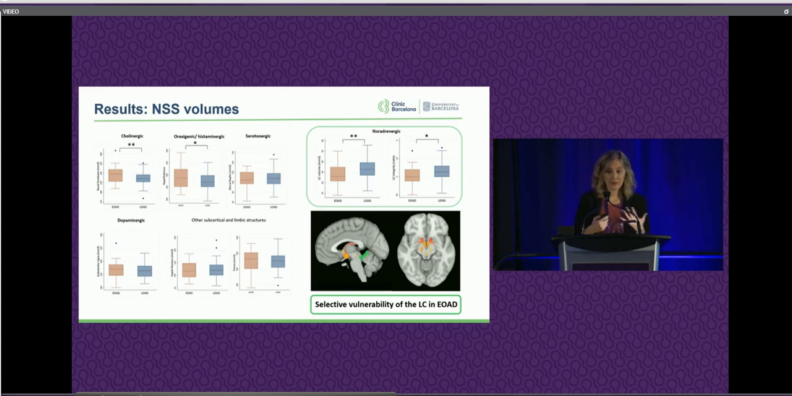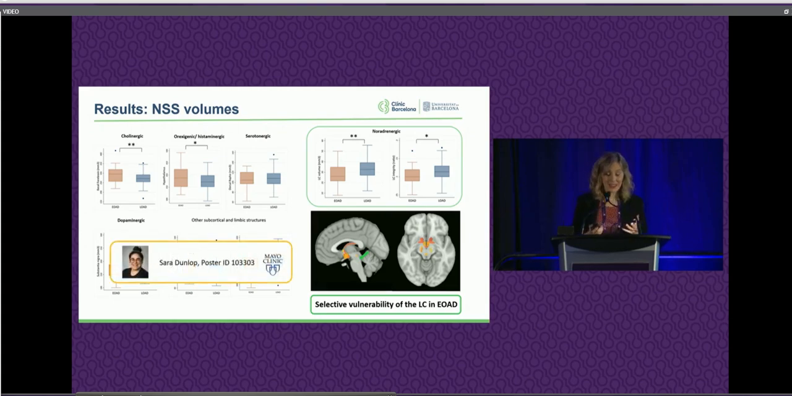We validated and replicated the fact that the early onset AD were having lower locus coeruleus integrity, but also lower locus coeruleus volume. So all the measures are in the same direction. And this suggests that there is a selective vulnerability of these nuclei, especially in early onset Alzheimer's disease.